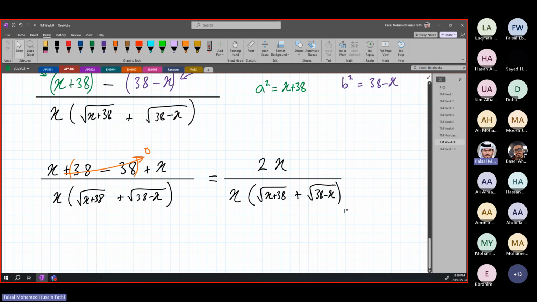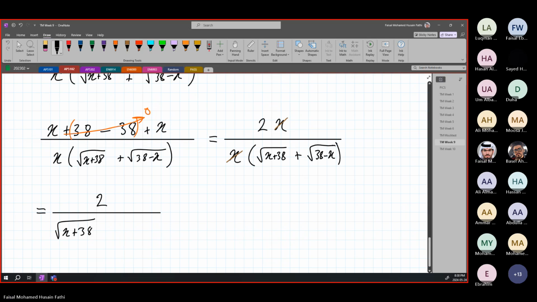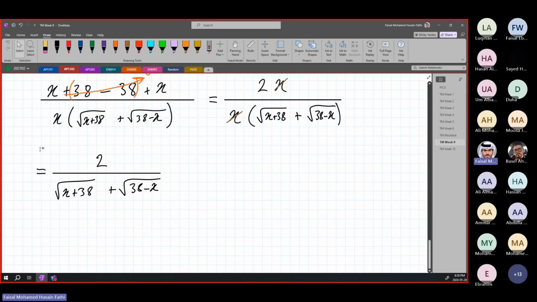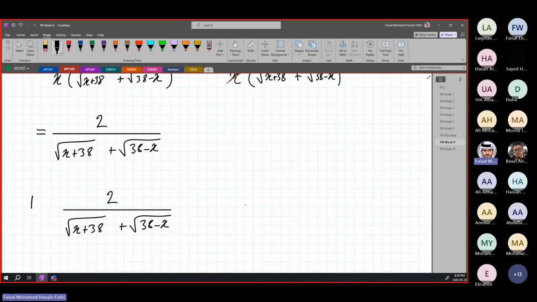Now if you notice, we can cancel the x we have up and down with each other. So when we simplify this, it is going to be equal to 2 over the square root of x plus 38 plus the square root of 38 minus x. Now, this isn't our final answer. We did our cancellation, but the question was to find the limit as x approaches 0. So we need to find the limit of this as x approaches 0.